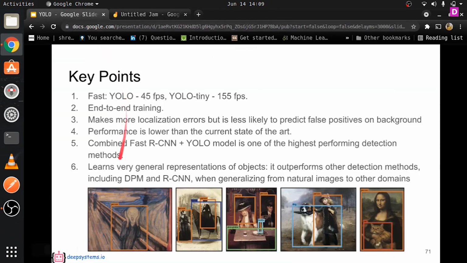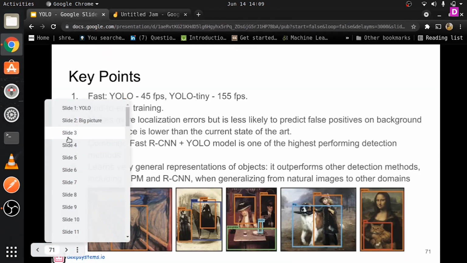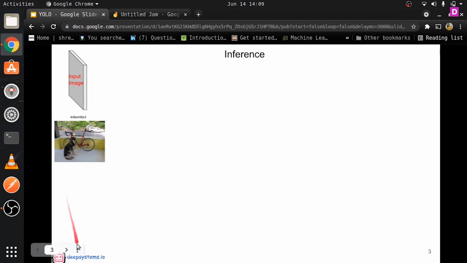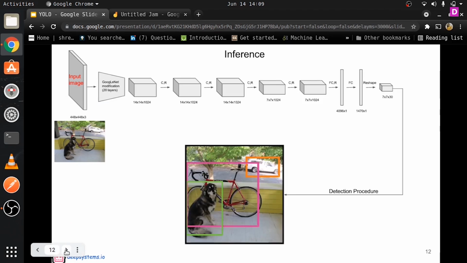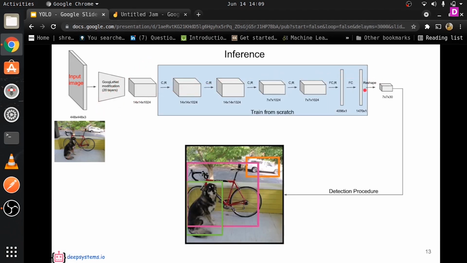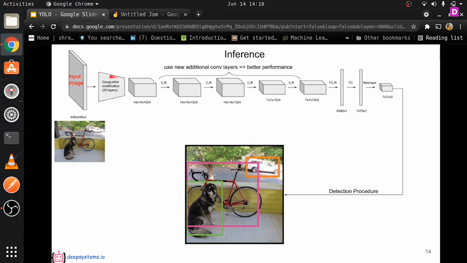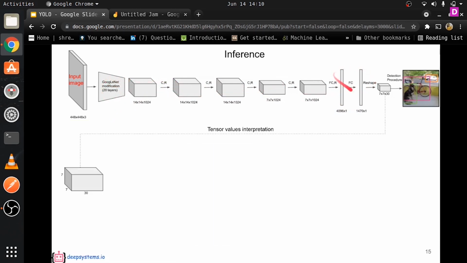So the whole point about YOLO is basically this: this is the whole structure. You get 7 cross 7 cross 30. Once you have this, you have the detection procedure. This part is a basic CNN, and even in this, only this part is pre-trained. The rest, these 3 layers, have to be trained.